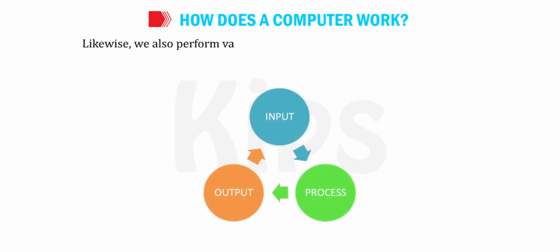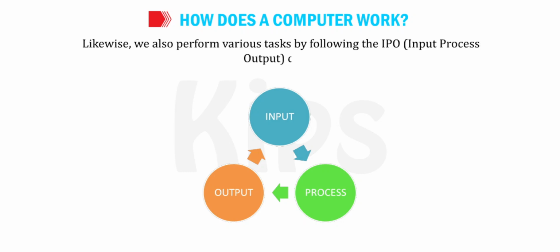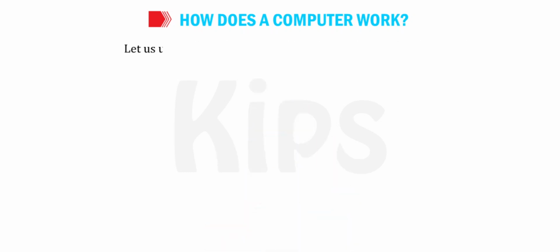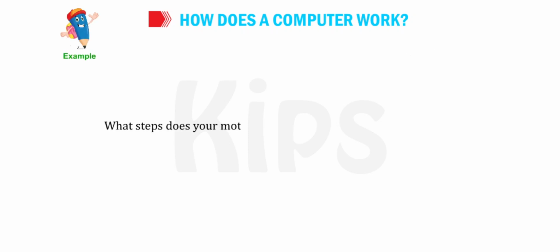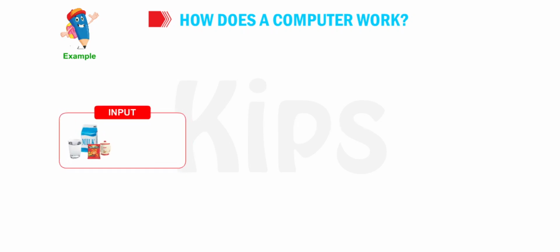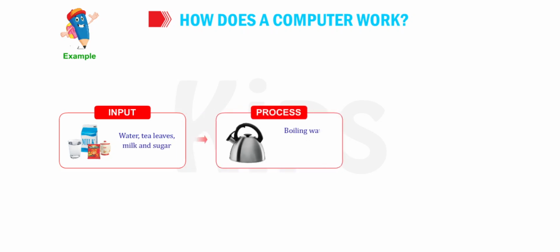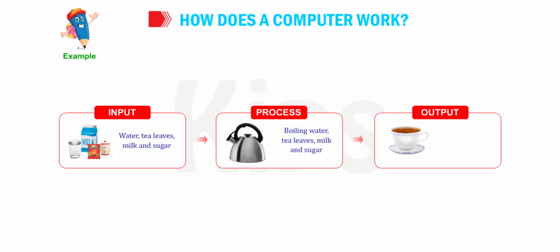Likewise, we also perform various tasks by following the IPO, input, process, output cycle. Let us understand it through some day-to-day life examples. What steps does your mother take when she prepares a cup of tea? Collecting water, tea leaves, milk and sugar is input. Boiling water, tea leaves, milk and sugar is processing. An output will be prepared tea.